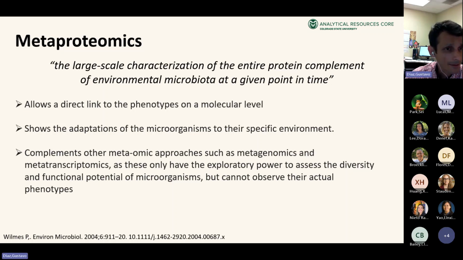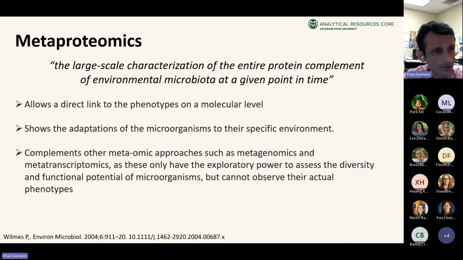Studying metaproteomics allows us to have a direct detection of the phenotype. The proteins are there, so we know that the phenotype is happening. And it shows us what those microorganisms are producing in order to adapt to a specific environment or stimulus. Metaproteomics is also a perfect linkage between the genetic potential and the final products that we can get from metabolomics studies. So having the proteins is going to complete the whole picture of our study of microbiomes.